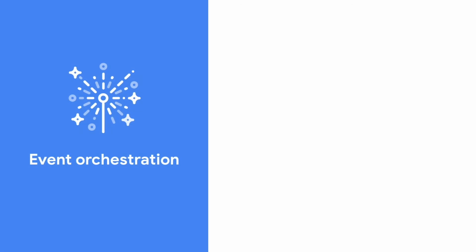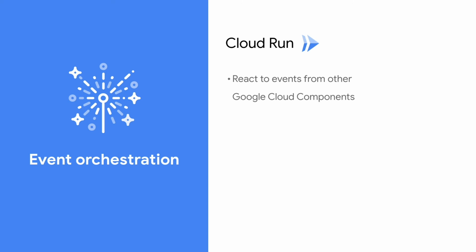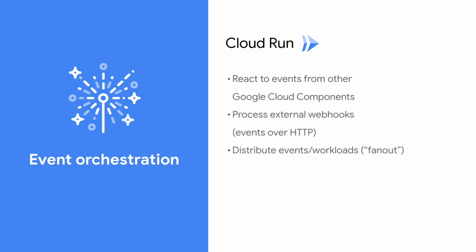The first major use case for Cloud Run is event orchestration. Cloud Run has the ability to listen to events from other cloud components, handle webhooks, and manage distributing events and workloads to other components. This built-in ability makes it straightforward for your application to handle complex event needs.